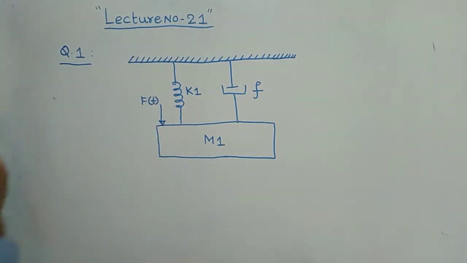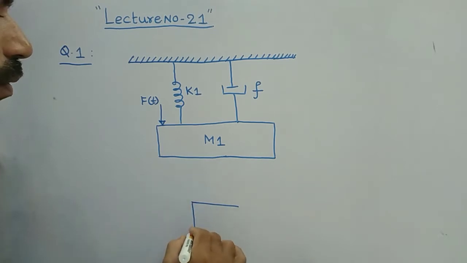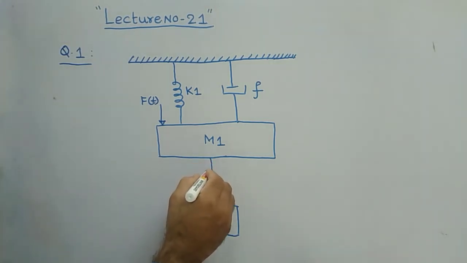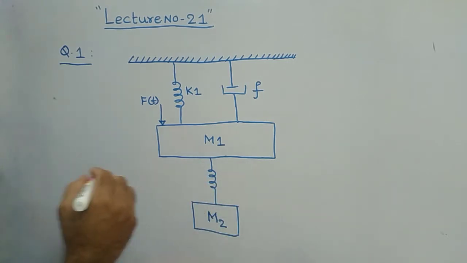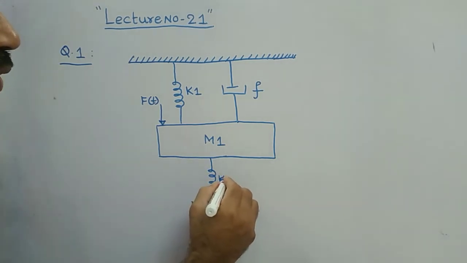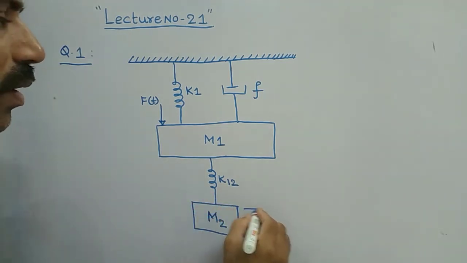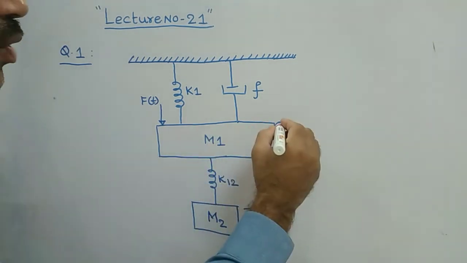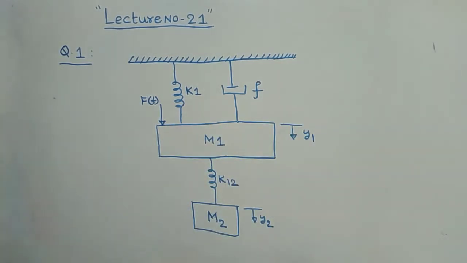This is your F of t given here, and there is one more small mass element with mass m2, and these two are connected by a common spring constant, which we can call K12. Here the displacement is given as y2, and here the displacement is given as y1.